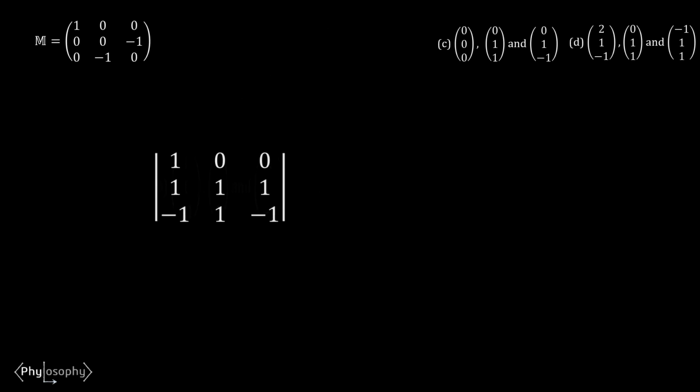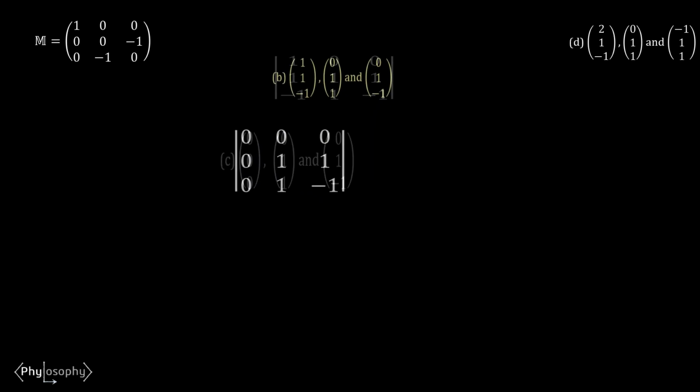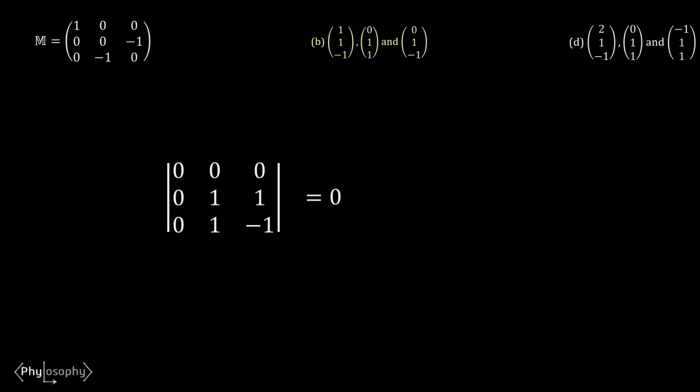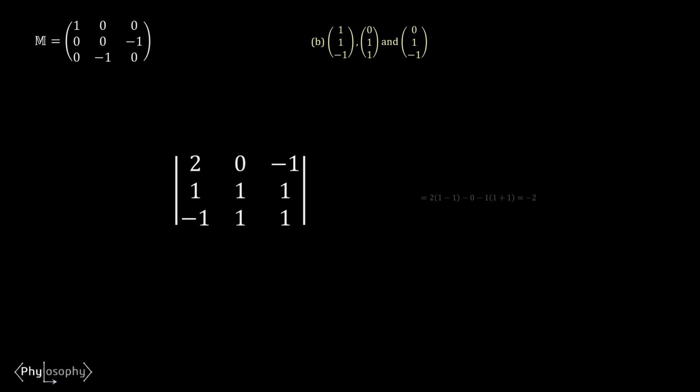Now for option B, if you calculate its determinant, you will find it is not equal to 0. So we can say that the vectors are linearly independent. This could be the possible answer, but we have to check the other options. For option C, the determinant is equal to 0, so they are linearly dependent. So option C cannot be the correct answer. Now for our last option, option D, if you calculate its determinant, you will find that it is also not equal to 0. Therefore, we can say that option B and option D could be possible answers.